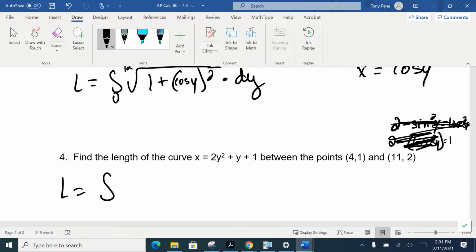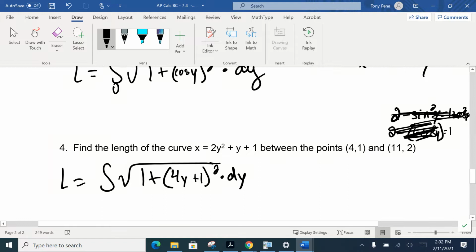All right, so now this setup, you're going to have your square root, 1 plus your derivative squared, since this is an equation written in terms of y. Our derivative, this would just be 4y plus a 1. The only thing you do need to just be careful of is making sure that if we have an integral with respect to y, that your limits need to be y's. So just be careful of that. So when we look at these points, we want to make sure we use the y coordinate of the first point and the y coordinate of the second point. So our limit should just be 1 to 2.